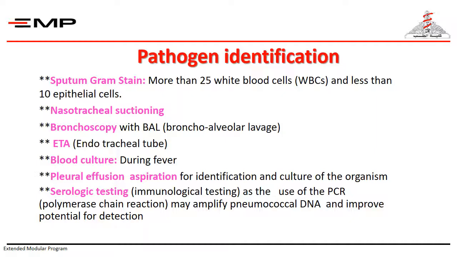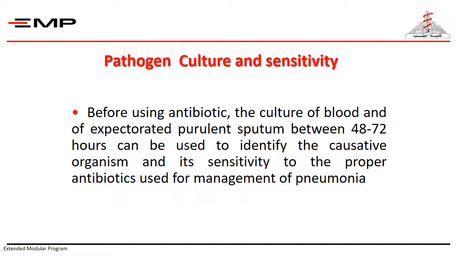We may also use serological or immunological testing, such as PCR, polymerase chain reaction, that may amplify the pneumococcal DNA and improve the potential for detection. Pathogen culture and sensitivity must be done before using any antibiotic, whether the sample is blood, expectorated sputum, or any sample, as we mentioned, from the endotracheal tube, nasotracheal suction, or pleural aspirate. Any culture and sensitivity will take about 48 to 78 hours to identify the causative organism and its sensitivity to the proper antibiotics to be used for management of pneumonia.